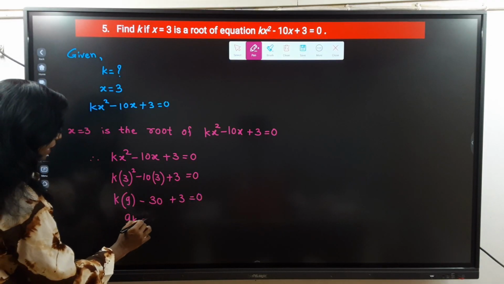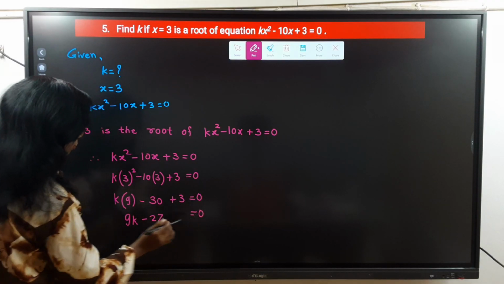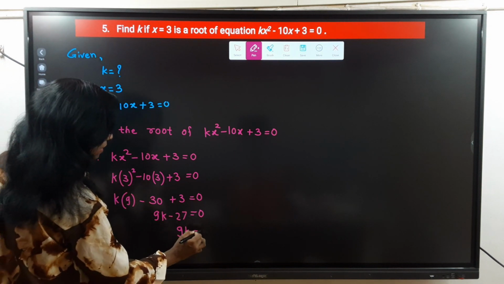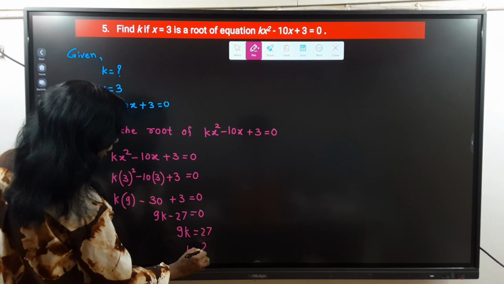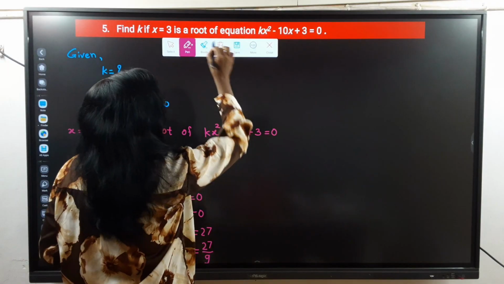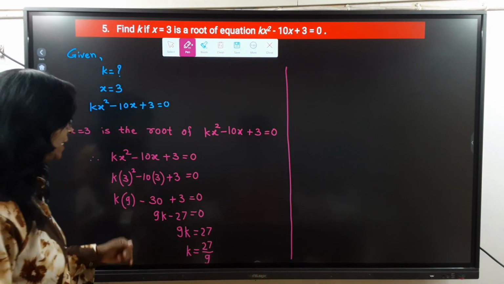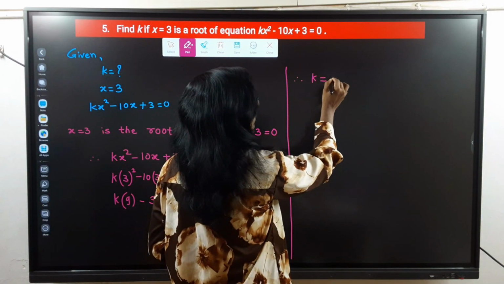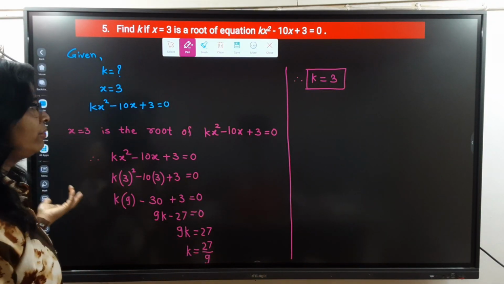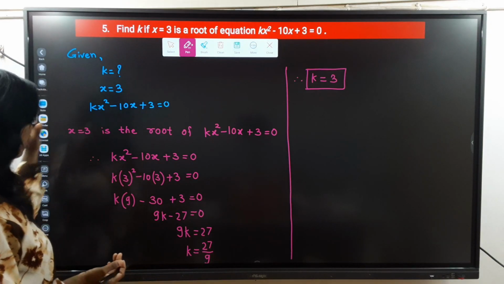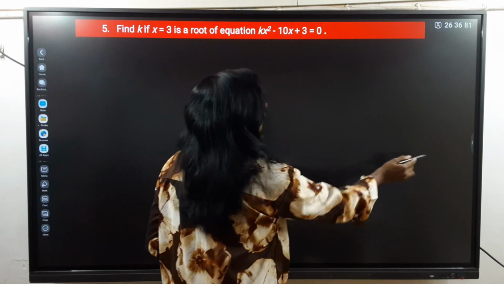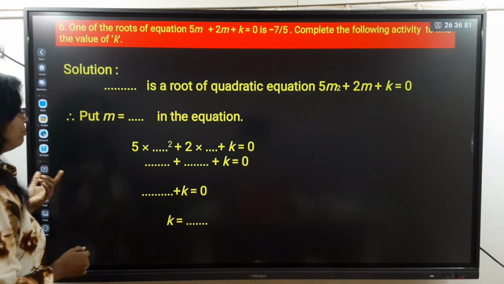Therefore, 9k minus 27 is equal to 0. Yes, 9k minus 27 is equal to 0. Therefore, 9k is equal to 27, k is equal to 27 upon 9, and then students further, 9 3s are 27, that is k is equal to 3. So here we have the value of k. Okay, so such a type of example is solved by this method. Okay students, then next one example is that this is activity based question students.